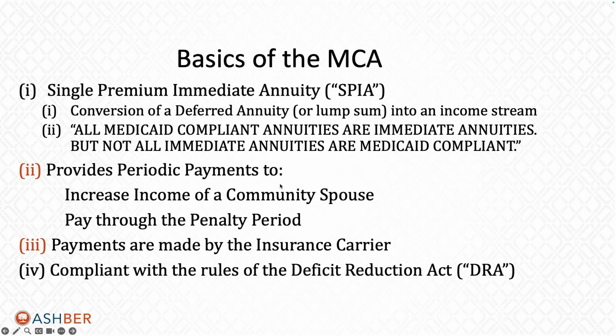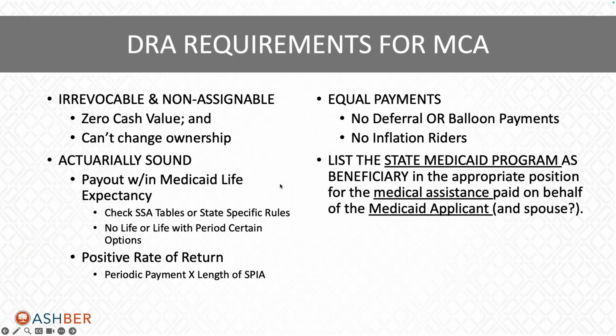So in addition to that, the Medicaid annuity provides periodic payments, typically monthly, to either increase income for the community spouse or to pay through the penalty period of an intentional gift. In addition to that, payments by the annuity are made by the insurance carrier, and the Medicaid annuity is compliant with the rules of the Deficit Reduction Act, which we refer to commonly as DRA.